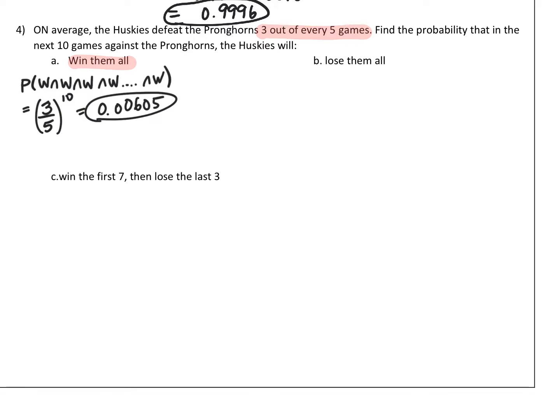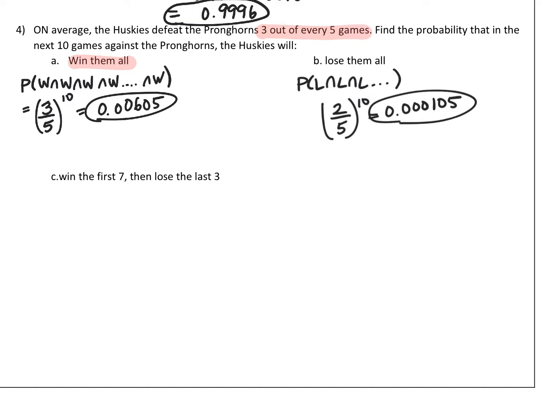I'm just going to make it a decimal because those are huge numbers that are kind of ugly if I write them down. The probability of losing them all, so again, it'd be a loss and a loss and a loss, 10 times. So if the probability of winning is 3/5, the probability of losing is 2/5 to the power of 10. So that comes out to be 0.000105.